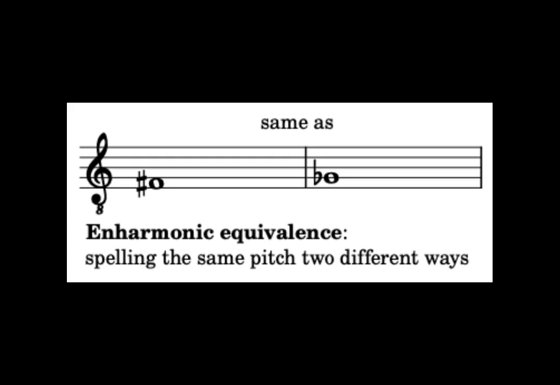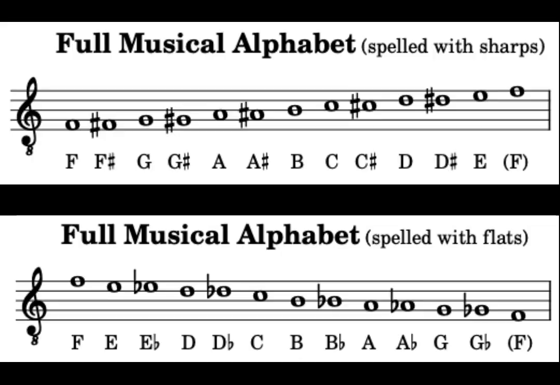You may have noticed that it is possible to write the same pitch two different ways. For example, F sharp may also be written as G flat. This is a concept called enharmonic equivalence. It is confusing at first, but for now, just try to memorize the pattern of the full musical alphabet spelled with sharps and spelled with flats.